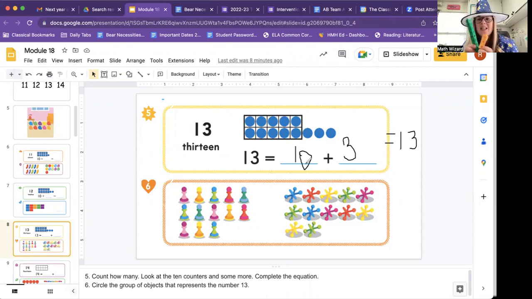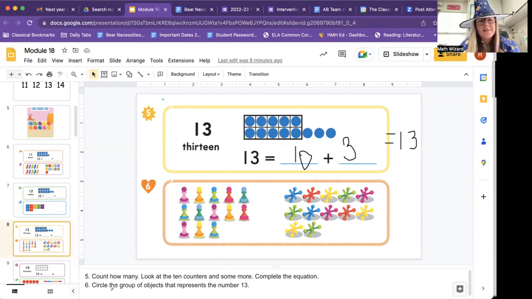It doesn't matter which side of the equation the equal is on, because what's in the middle is what's important. 10 plus 3, 13 does. I have 13. It does equal 10 plus 3. And 10 plus 3 equals 13. Okay, so it doesn't matter which side of the equation the equal is on. I just want you to know that, okay?